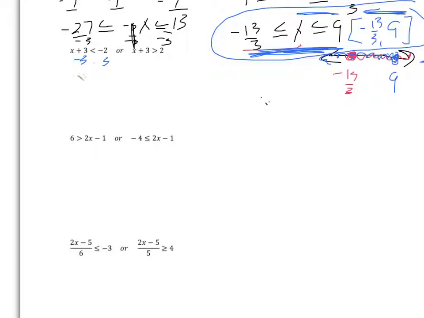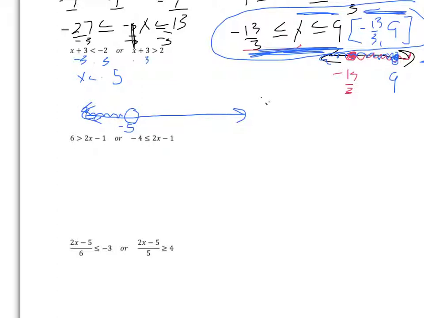Subtract 3 from both sides. We get x is less than negative 5. Okay, so x is less than negative 5. Circle at negative 5. Less than means we're shading off that way.